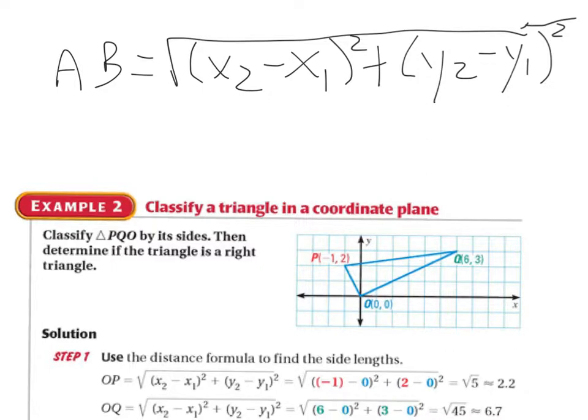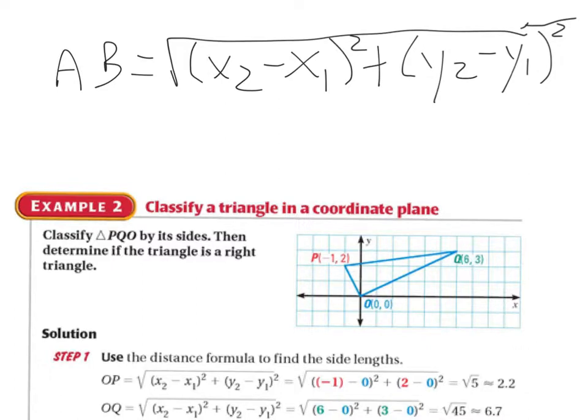Okay, so we go down, we have to do this for each of our sides, figure out what our side lengths are. So first we go in with the OP here, and we plug our information into the equation. So again, our x2 minus x1 squared, so that's our -1 here and our 0 here, so we put those into the equation, and then our y2 and y1, so that's our 2 and our 0.